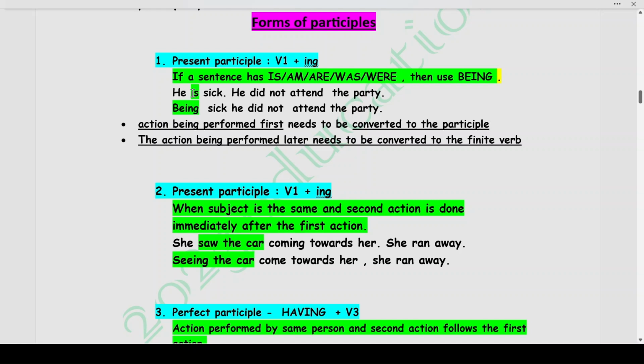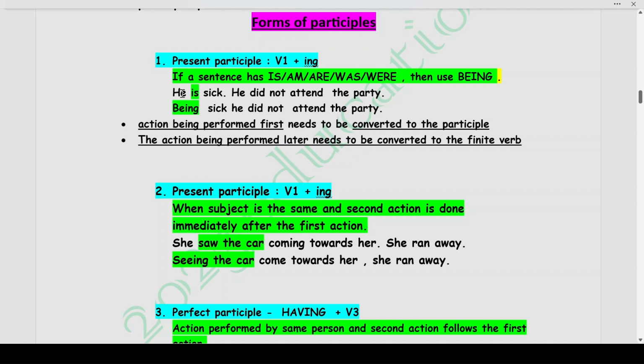Now, if I say he is sick, you understand that there is a subject, there is a verb, and he is sick. So, he is sick is a simple sentence. Look at the second sentence. He did not attend the party. So, we are also understanding from this sentence the complete meaning that he did not attend the party. So these two are independent clauses.